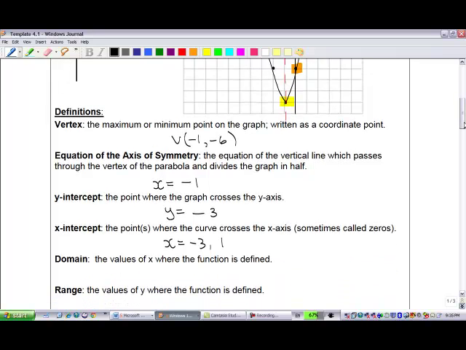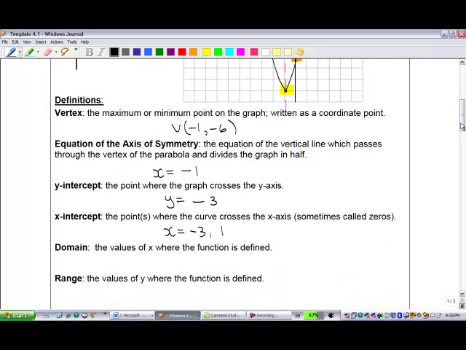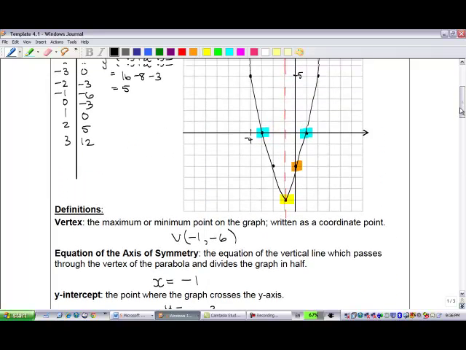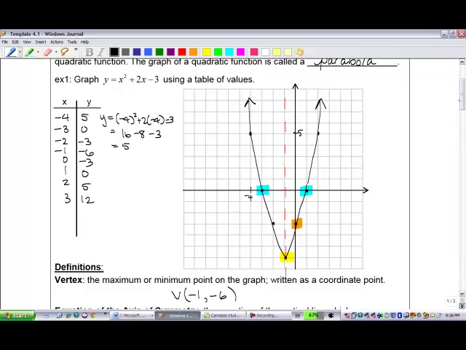Domain, so domain, that is the values of x where the function is defined. Now for a parabola opening up and down, the domain is such that x is a member of the set R, which is all real numbers. So any value of x is okay, because when we pick any value of x and plug it into the function, it works. There's no restrictions.